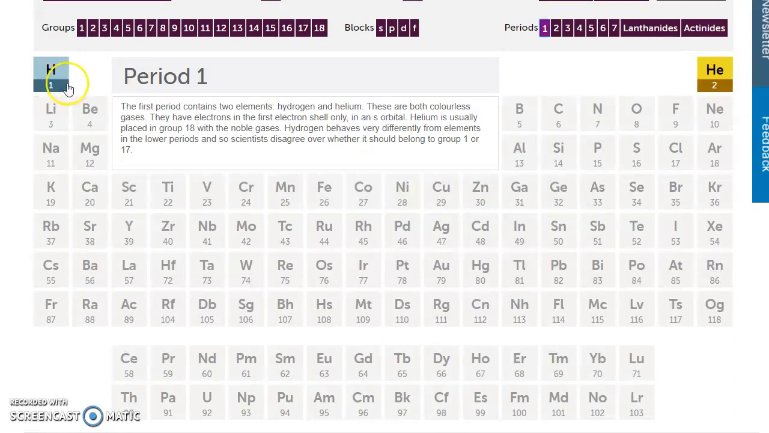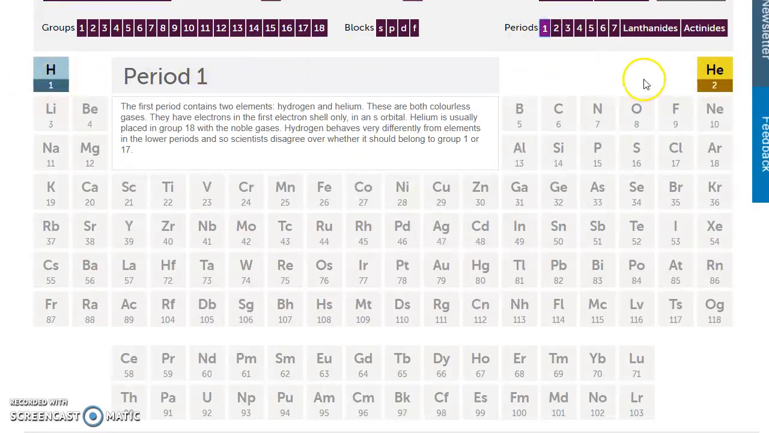You can remember that periods go across because periods make ladies cross. So periods go across, okay? It's a funny way to remember it. So period 1 only has 2 elements, hydrogen and helium.